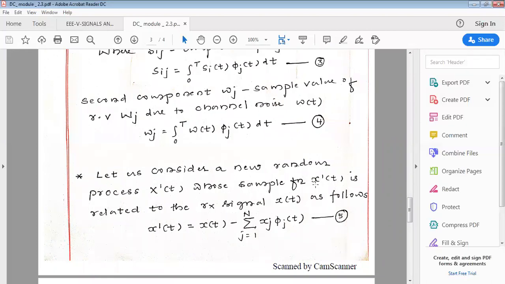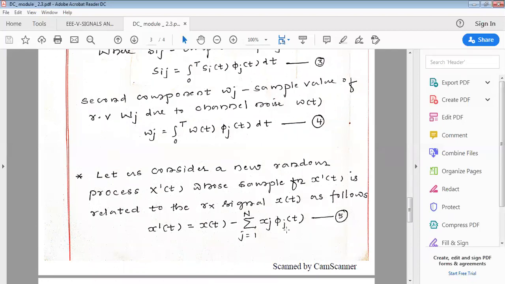Now let us consider a new random process x dash of t, whose sample function is small x dash of t, which is related to the actual received signal x of t by this equation: x dash of t is equal to x of t minus the summation j equal to 1 to N of xj into phi j of t. Basically this equation has the form x of t is equal to x dash of t plus the summation j equal to 1 to N of xj phi j of t.